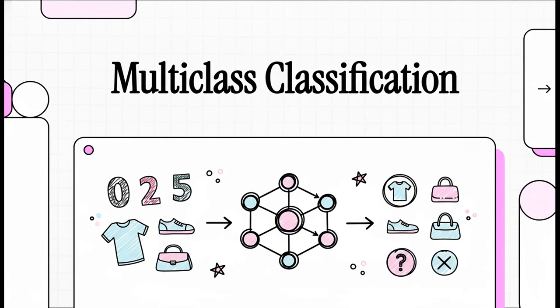You know, you and I can tell a t-shirt from a shoe in like a split second. But how do you teach a computer to do that? Well, today, that's exactly what we're going to do. We're going to build a simple digital brain, a neural network, to classify images into a bunch of different categories. And trust me, how it works is pretty cool.